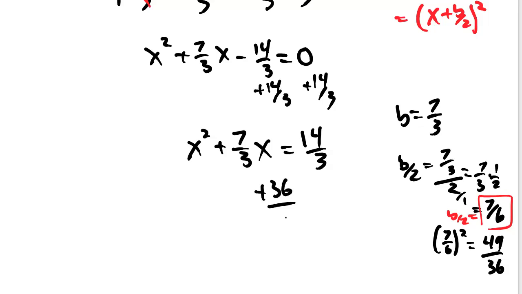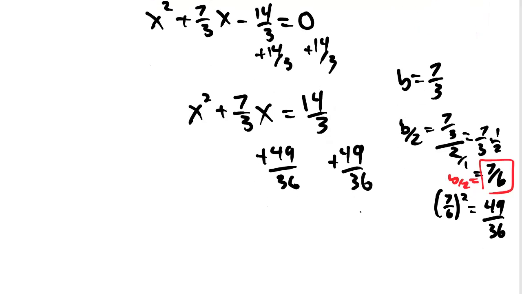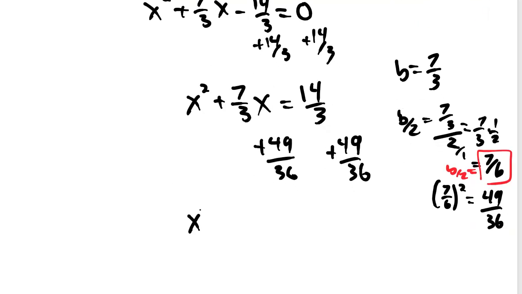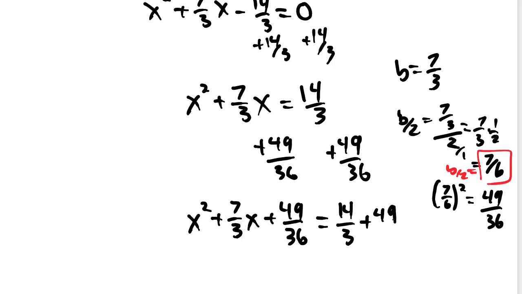So plus 49/36 to both sides. Okay. So what does that look like? Okay. It looks like x squared plus 7/3 x plus 49/36 equals 14/3 plus 49/36.